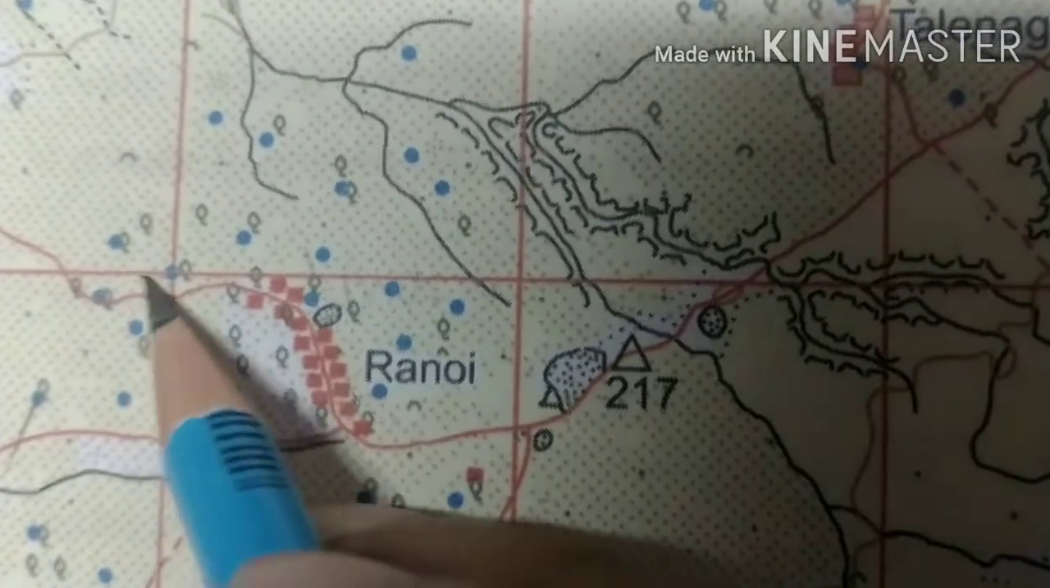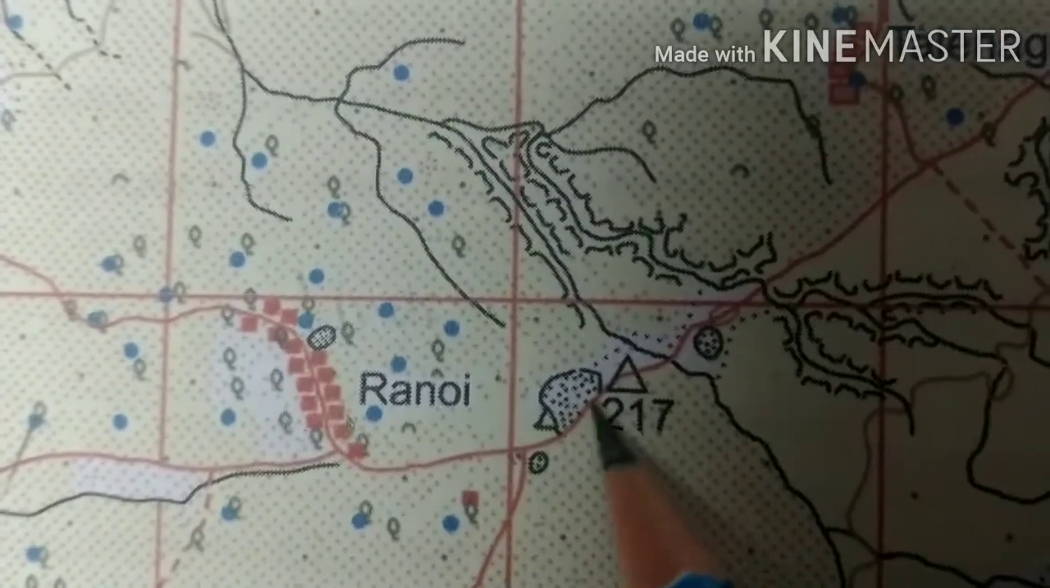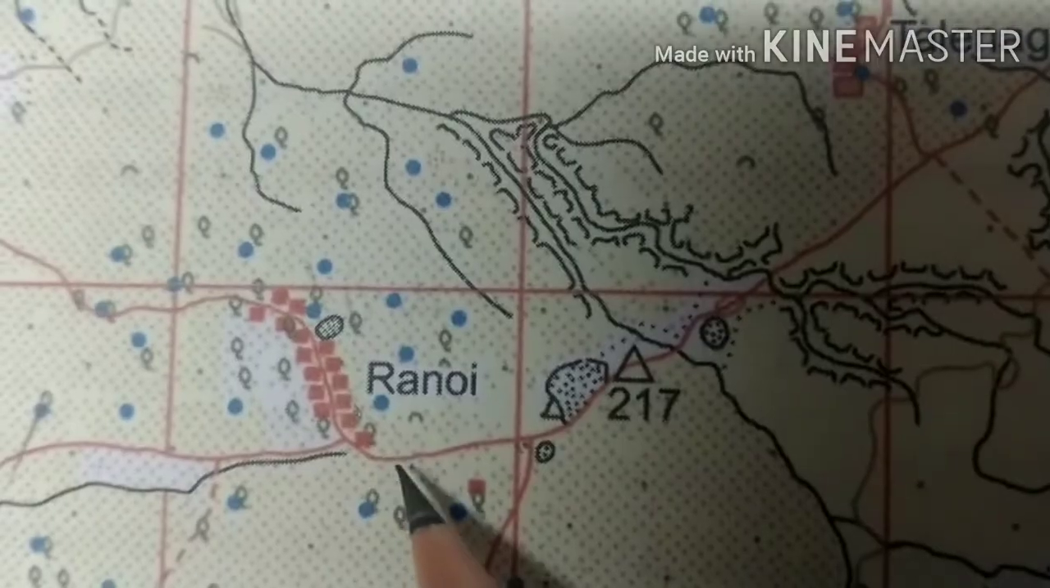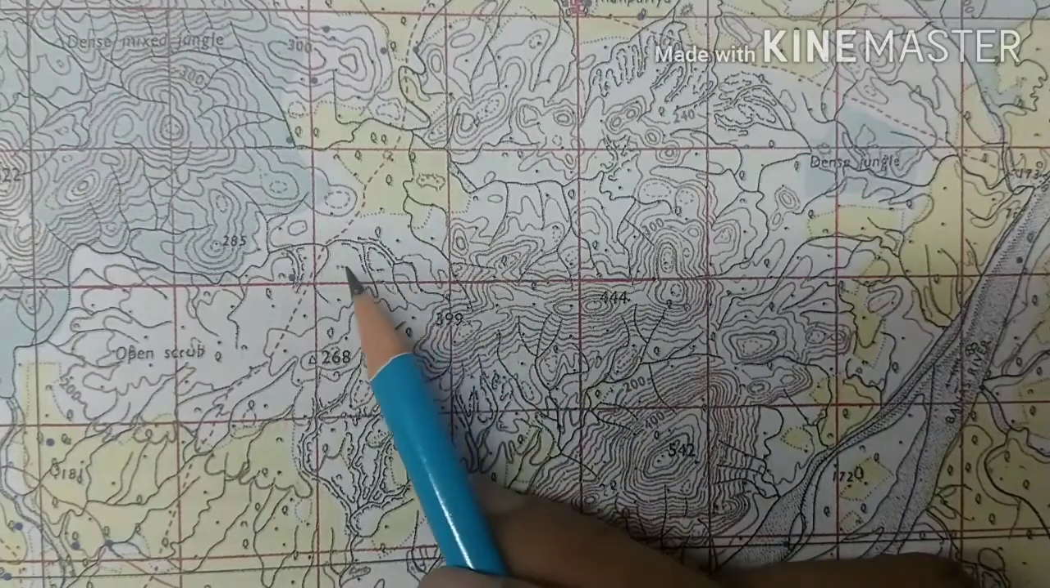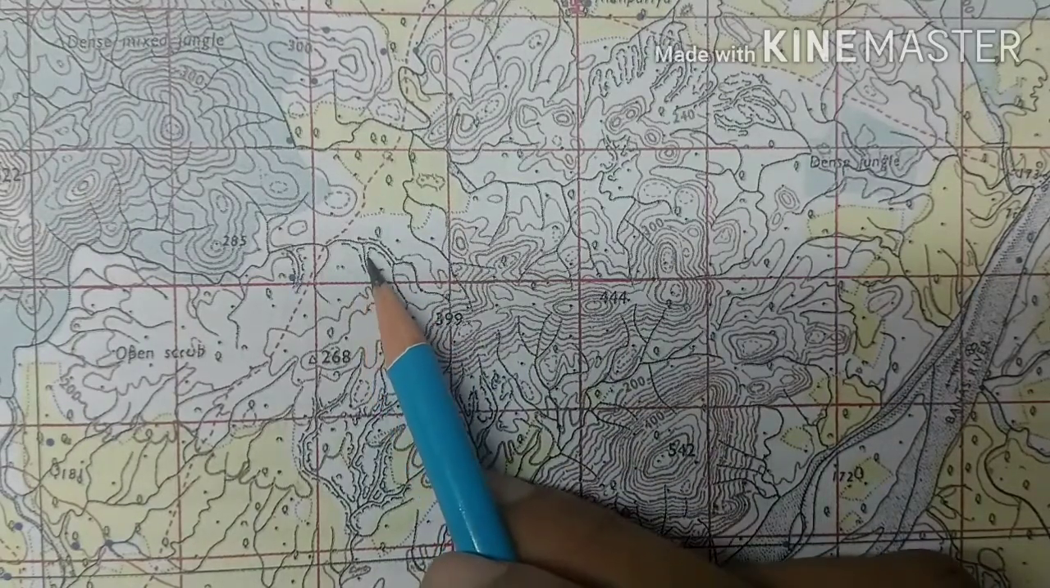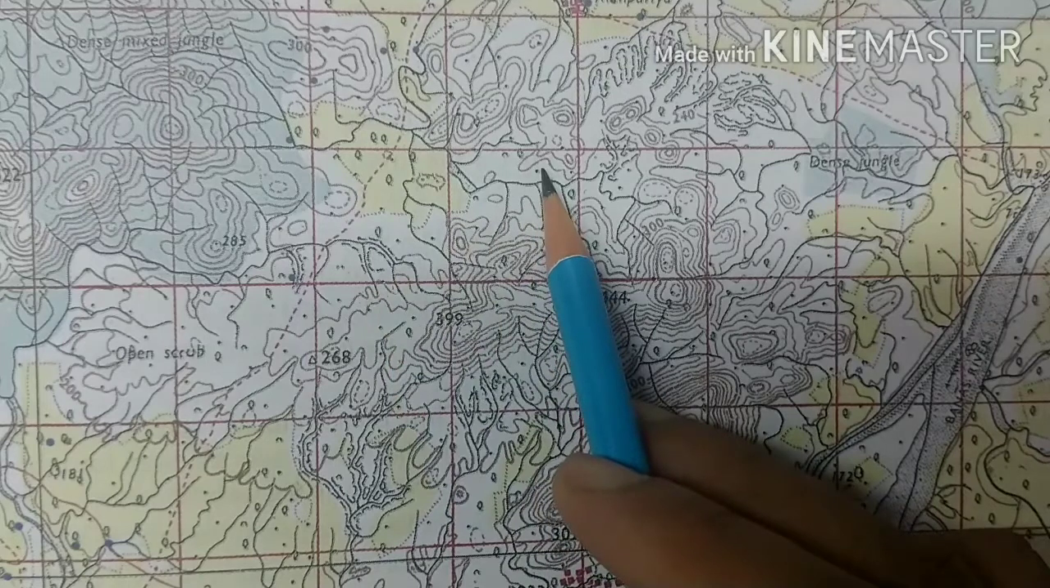You can also see the red lines. These red lines are the cart tracks. Now you can also see the white color in this sheet. The white color means this land is not suitable for cultivation.